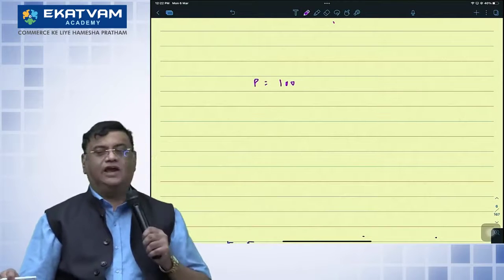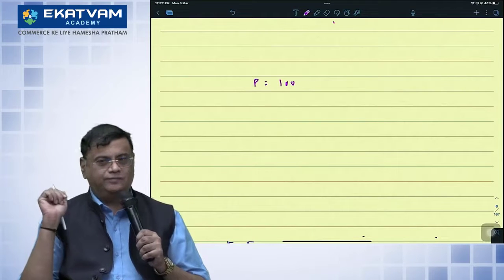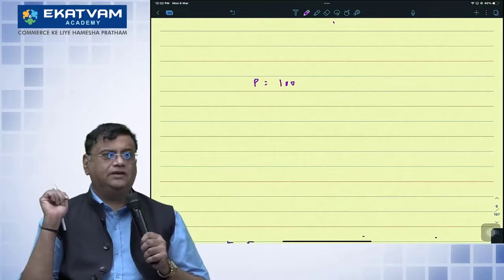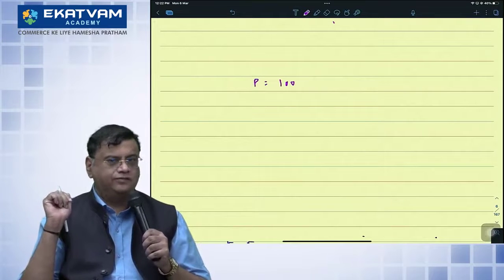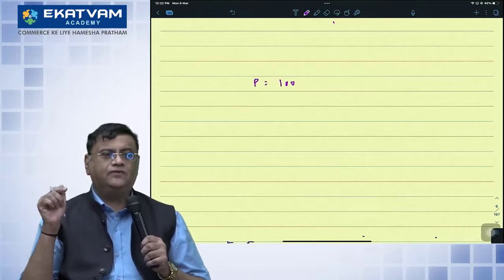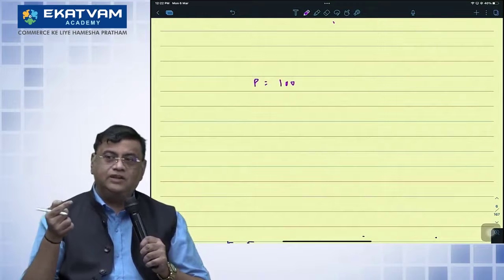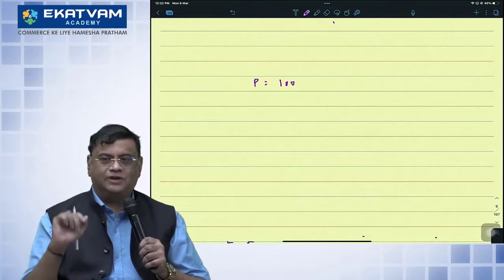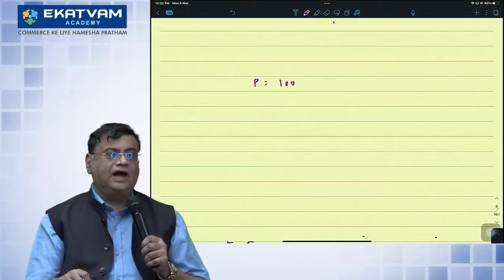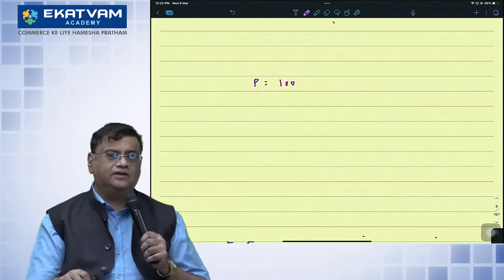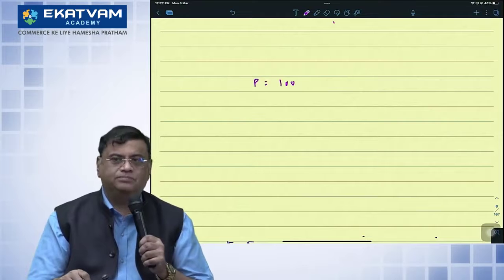Why? Because the calculator will fall down many times. Calculator will be subject to so many damages, and therefore there will be the devaluation of the value of the calculator. That devaluation, that reduction in the value is the depreciation.